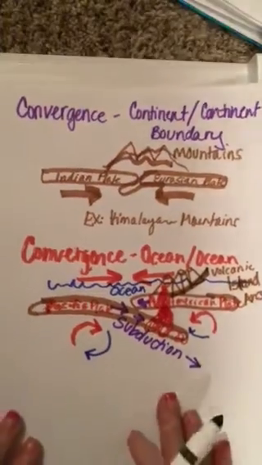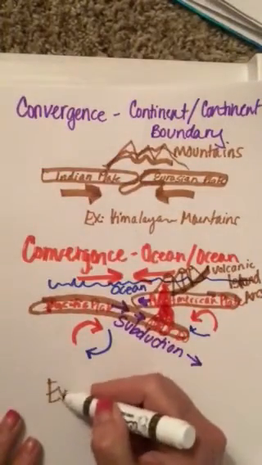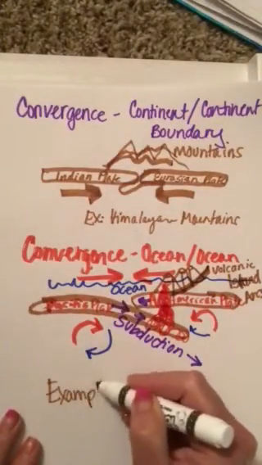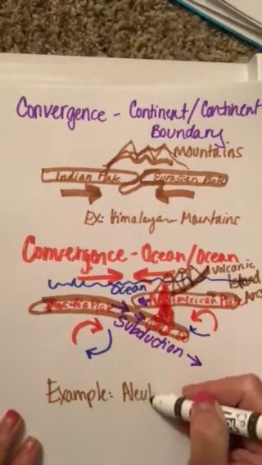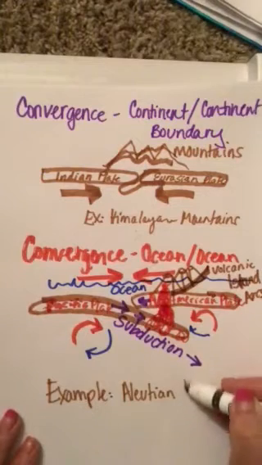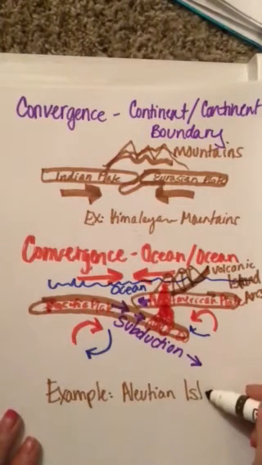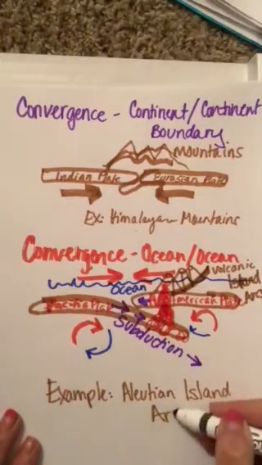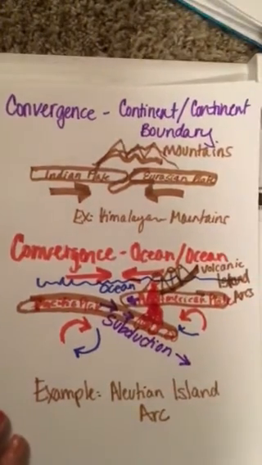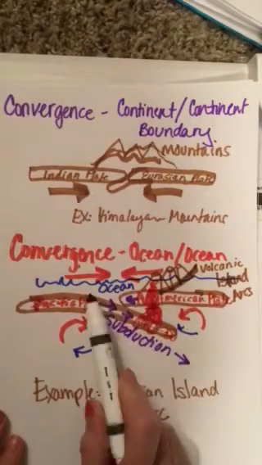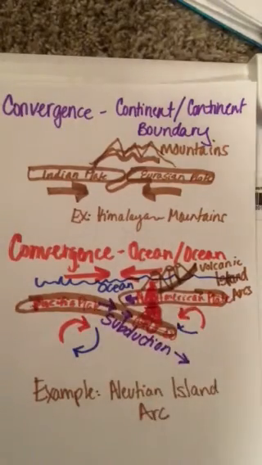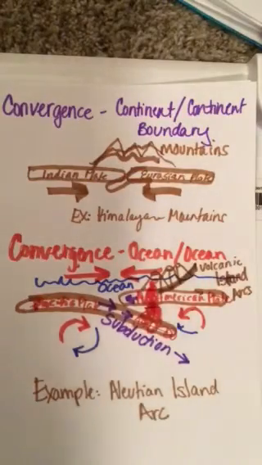Our example of this is the Aleutian Islands. And it's literally called an Aleutian Island Arc. Okay, so we refer to this as the Pacific Plate being subducted under the North American Plate, both where they're under ocean. Let's look at that on our map.